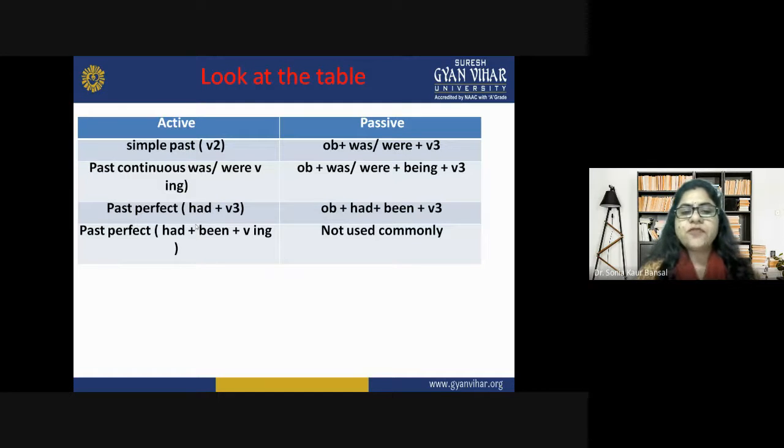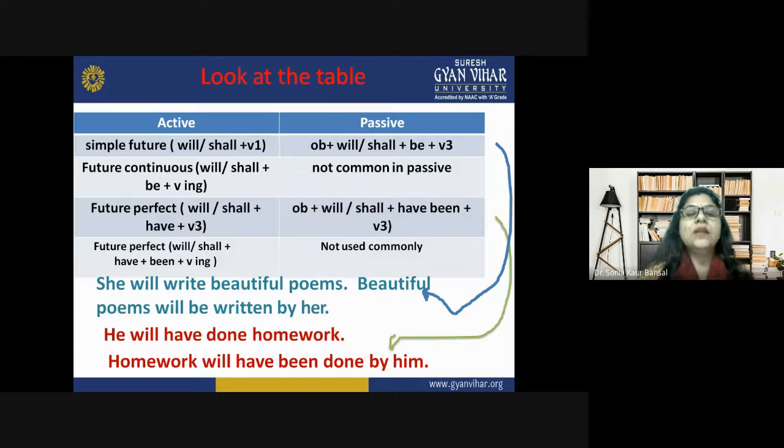Then in past perfect, had plus verb's third form is found in the active voice sentence. Then in passive voice, it would be object plus had plus been plus verb's third form. Then past perfect continuous: had plus been plus verb's ing. So, not used commonly. Now you can see active and passive voice in simple future. So let's have a look with examples.